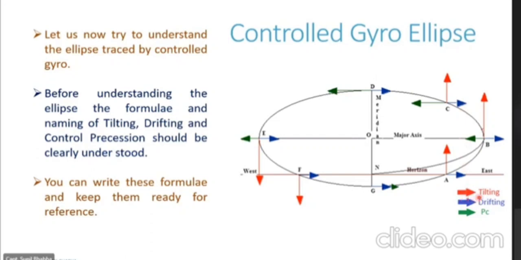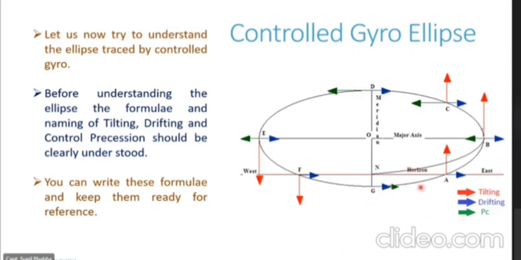The first arrow, which is the red one, represents the tilting motion. Tilting motion is caused because the spin axis follows the gyrostar, and as the gyrostar changes its altitude, the tilt of the spin axis also changes. The blue color arrow represents the drifting motion. As the gyrostar changes its azimuth, the spin axis follows the gyrostar and changes its drift, which is shown by the blue color arrow. And the third arrow, which is the green color arrow, represents the control precession. Control precession has been generated by applying the top heavy or bottom heavy arrangement, and it has been included by us to control the free gyro.